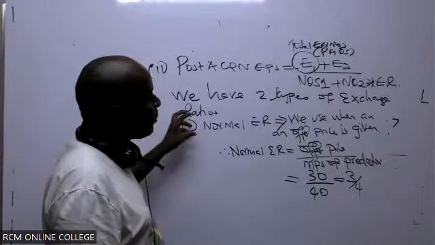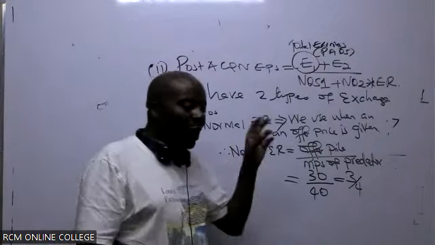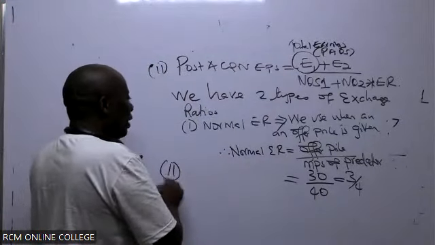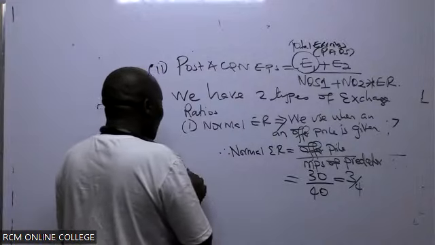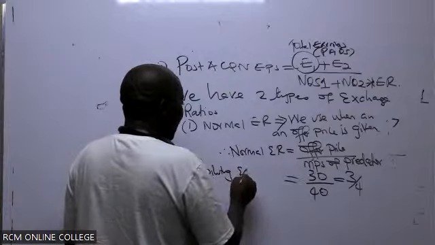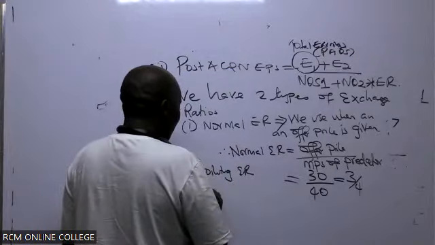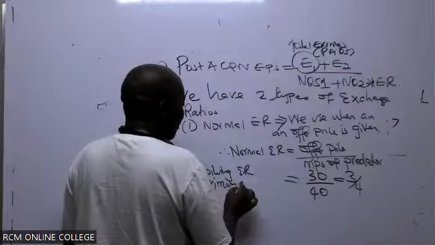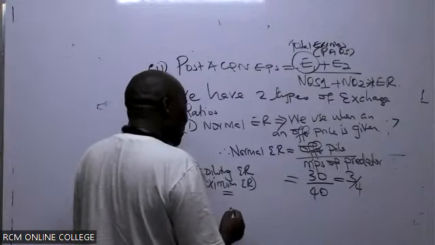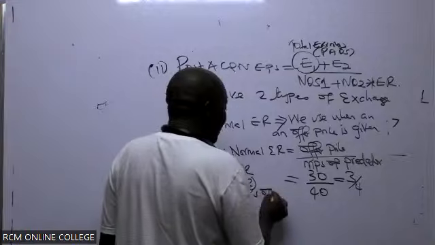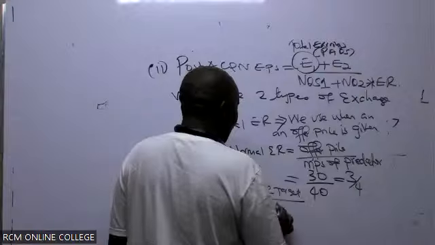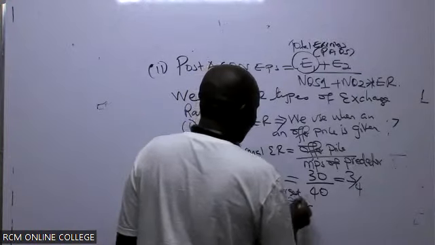So we have 2 types of exchange ratios. Number one, we have the normal exchange ratio. And then number two, we have what we call the non-diluting exchange ratio. This is the same as the maximum exchange ratio, and it is the one that we get by using the EPSs. So we have EPS of the target, if you recall, all over EPS of the predator.